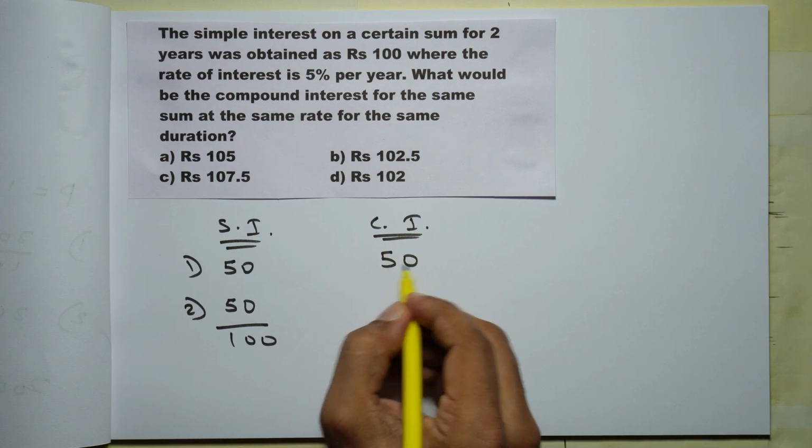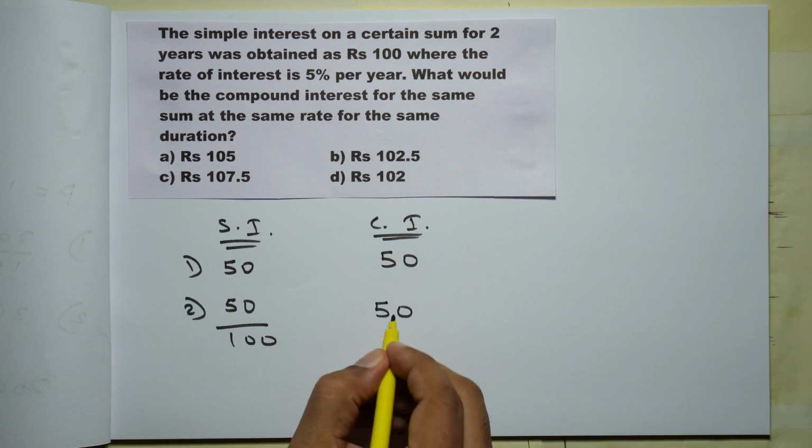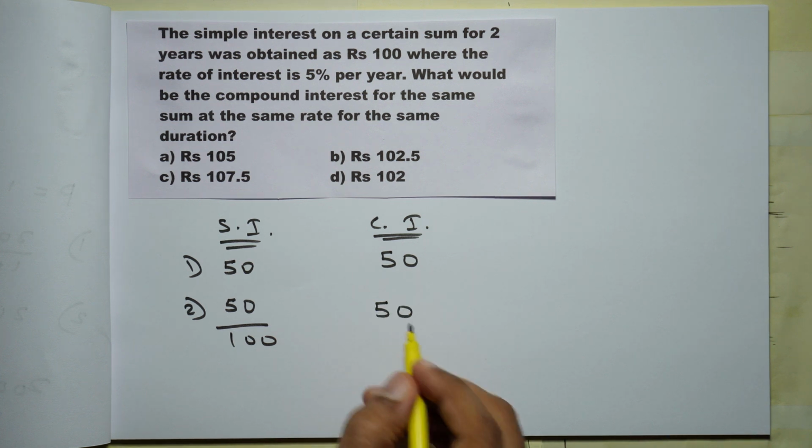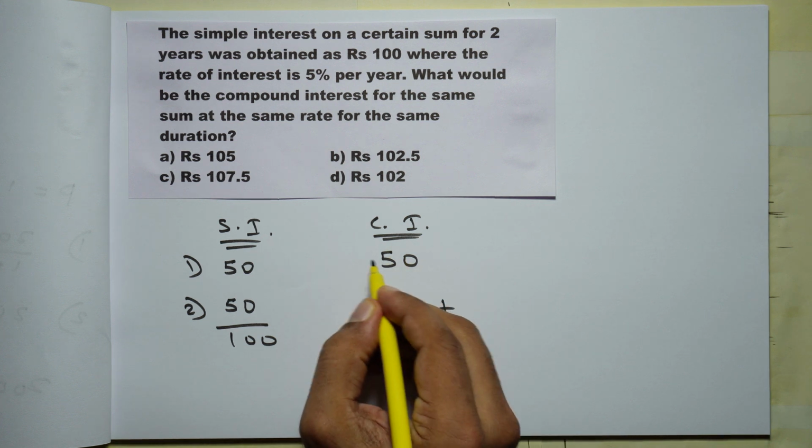Now we will calculate the compound interest for the second year. This 50 you will get, 50 is R% of principal, that you will get, and extra that you will be getting is R% of first year's interest.